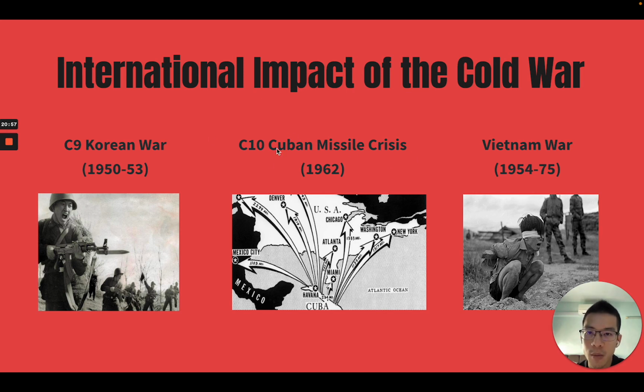The next chapter that we'll be studying is chapter 10. This is on the Cuban Missile Crisis, in which the Soviet leader, Nikita Khrushchev, who replaced Stalin, is going to be sending nuclear weapons over to Cuba, which is just south of America, in an attempt to threaten the Americans. And this was the closest the world ever got to nuclear war.